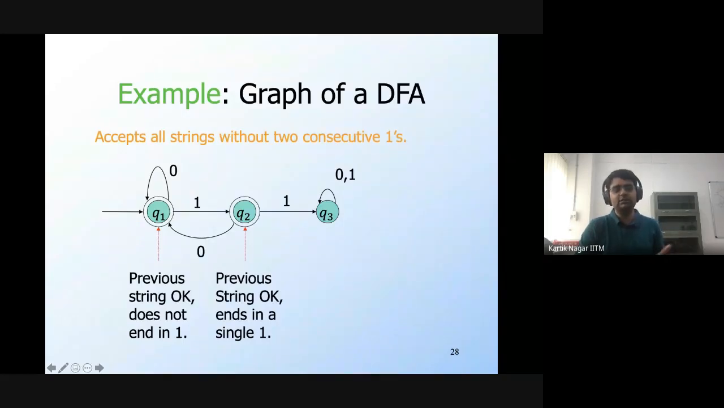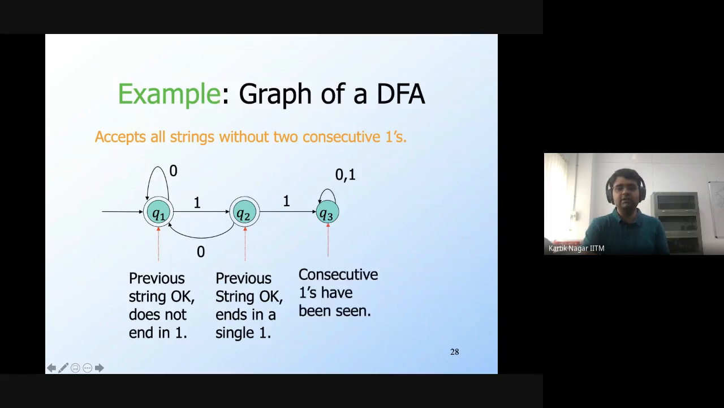Okay, so what this is saying is that the prefix, or the previous string that you have processed, is okay, which means it doesn't contain consecutive ones, and you also know that it does not end in a one. For the state Q2, you know that the prefix that you have processed is okay, which means that it doesn't contain consecutive ones. At the same time, you also know that it ends in a single one, since the very last symbol that you just processed was one. Okay. And finally, if you're in the state Q3, then you know that consecutive ones have already been seen in the prefix of the string.